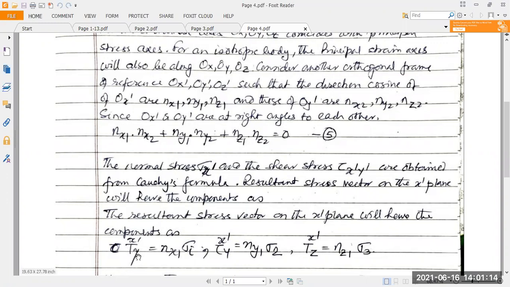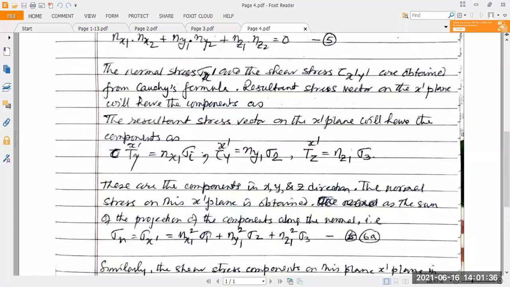The force vector on the x dash axis is equal to the cosine vector into sigma 1, sigma 2, and sigma 3, multiplied with all, and adding the multiplication of the cosines will give the resultant number of forces along the x axis, y axis, and z axis itself. There, the components are in the x, y, z directions itself. The normal stress on the direction explained is obtained as the sum of the projections of the components on the normal.